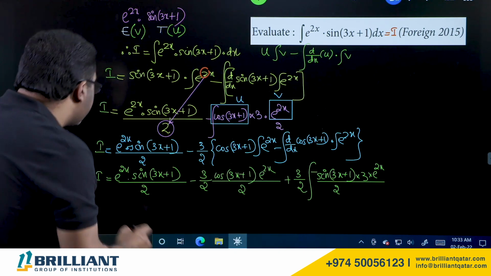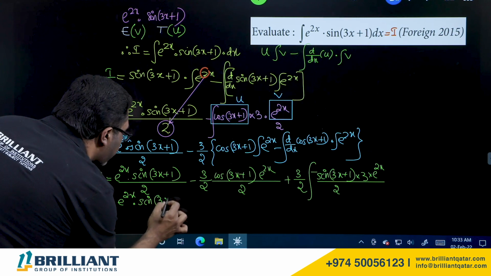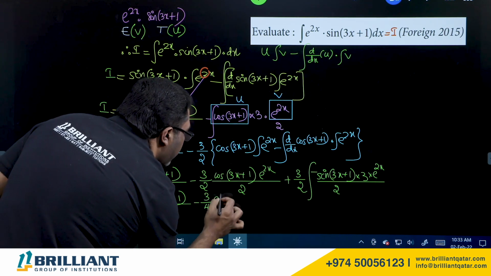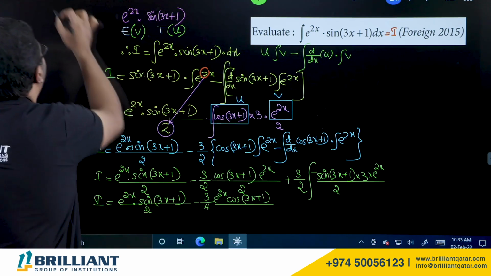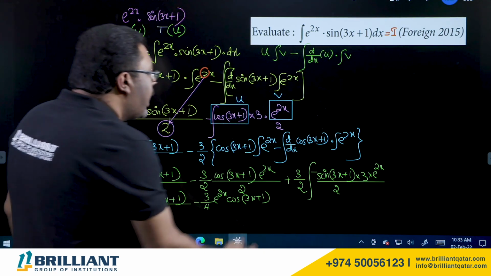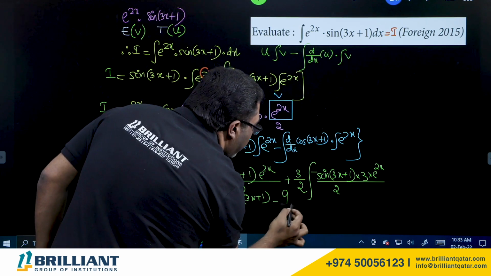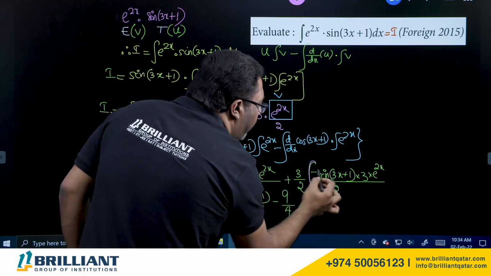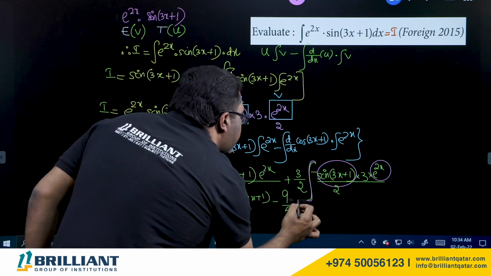Now we can easily see something here once again. One more step: e raised to 2x into sine of 3x plus 1 divided by 2 minus 3 by 4 e raised to 2x cos 3x plus 1. We have already taken the division, so we don't need that. And then you have a minus 9 by 4. If these things are gone, please see what is left inside the integral now: the integral of sine of 3x plus 1 into e raised to 2x. Isn't that my I? So that is going to be minus 9 by 4 I.